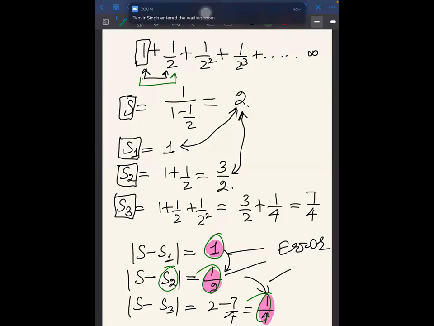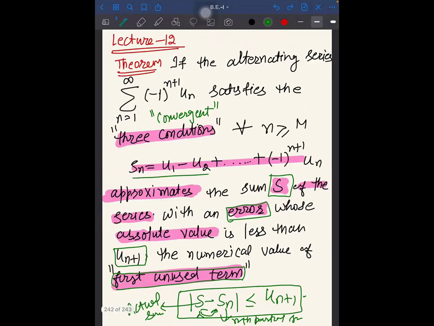So what is the first unused term then? U3. Yeah, U3. How many terms have we used in S3? 3 terms. So what is the first unused term? U4. You got the point now? Yes, sir. That's why we are saying that if we have used n terms in this sum in order to approximate the S, then the error cannot be more than u(n+1). That is the first unused term.